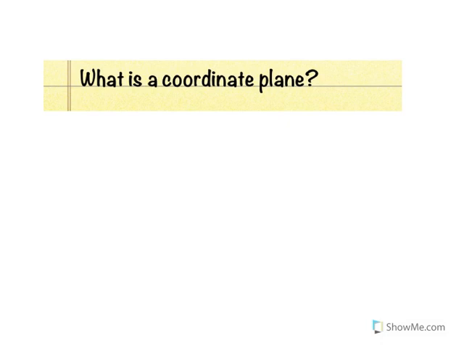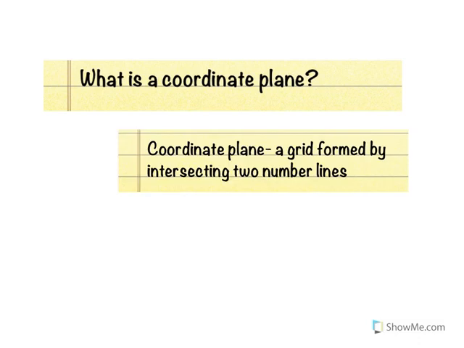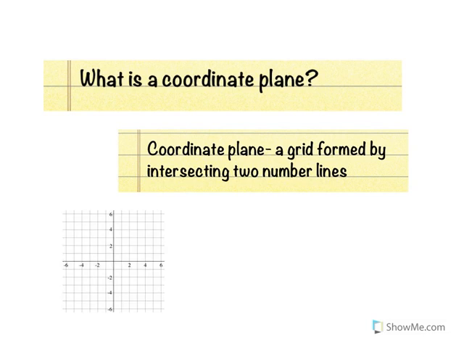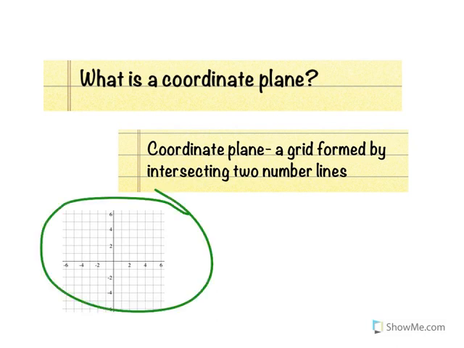Okay, today we're going to cover coordinate plane. What is a coordinate plane? A coordinate plane is a grid formed by intersecting two number lines. You've seen this before. Looks like this. Coordinate plane.